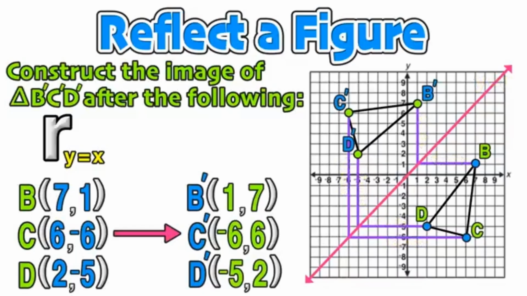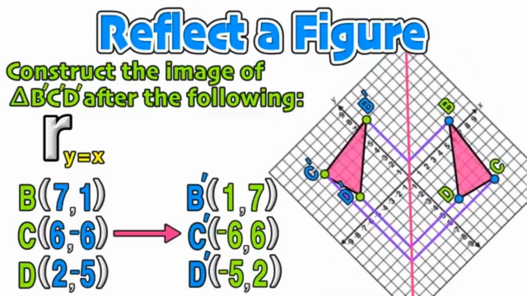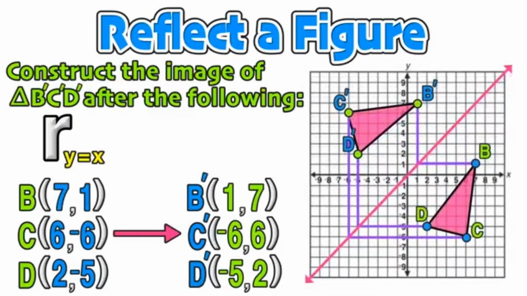Now we can compare the pre-image and the image after the reflection by turning the graph and seeing just how these two figures are reflected over the line y equals x. Notice the coordinates of B at 7, 1, and B prime at 1, 7, C at 6, negative 6, and C prime at negative 6, 6, and D at 2, negative 5, and D prime at negative 5, 2.